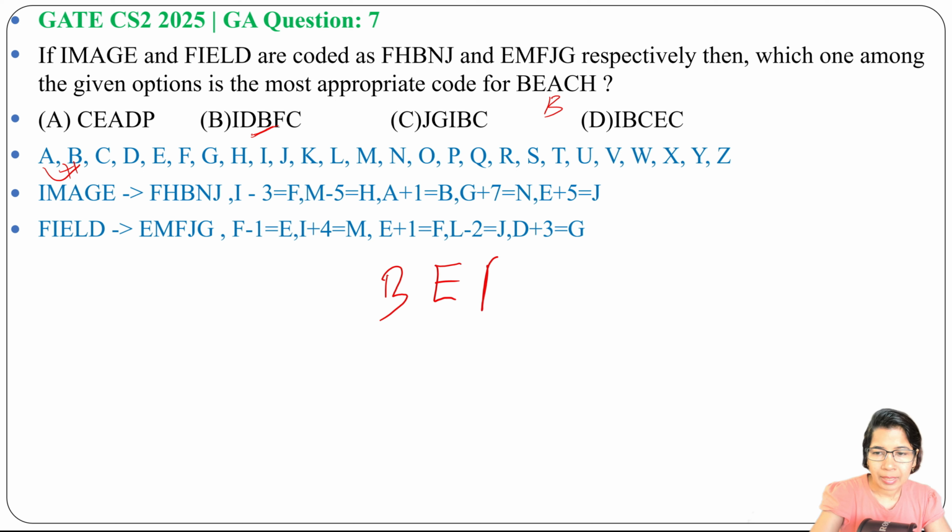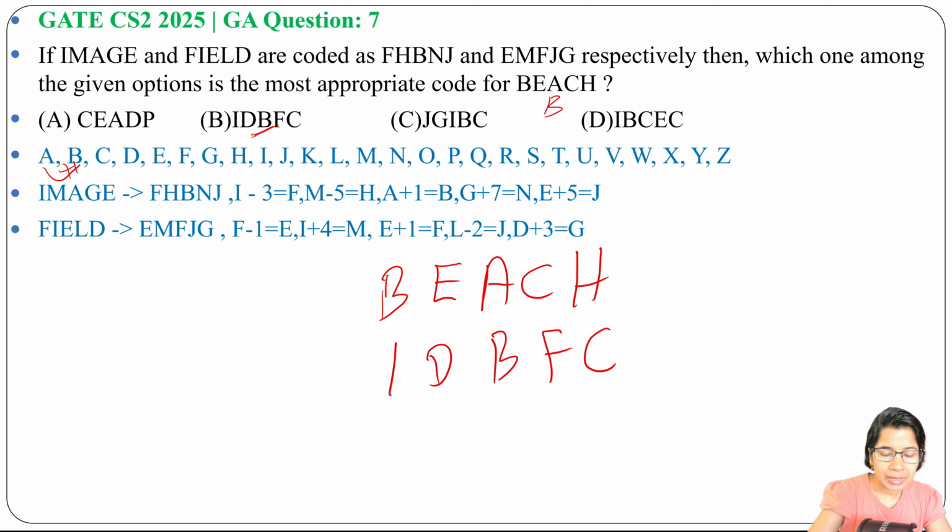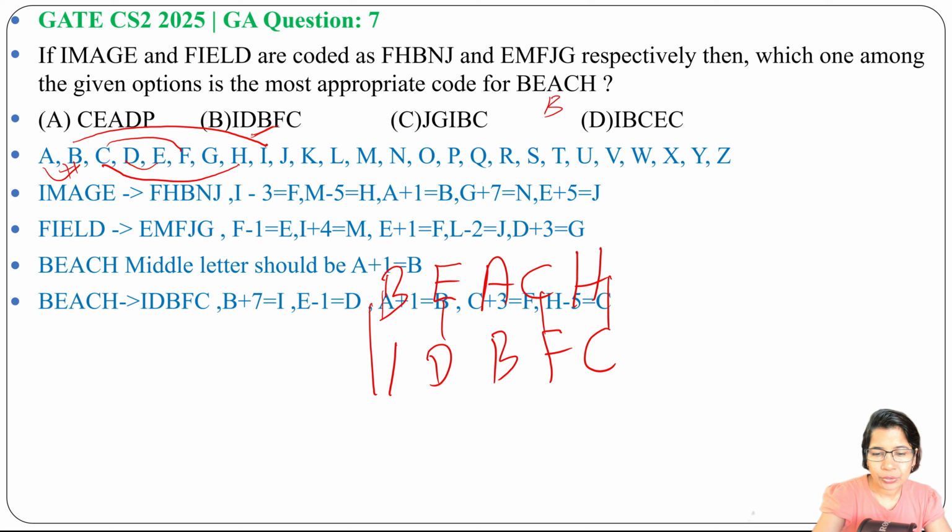B, E, A, C, H, I, D, B, F, C. So B and I, then last should be H and C. Yes. E and D, the next should be C and F. So B, I, H, C, E, D, C, F. B plus 7 equals I, E minus 1 equals D, A plus 1 equals B, C plus 3 equals F, and H minus 5 equals C.